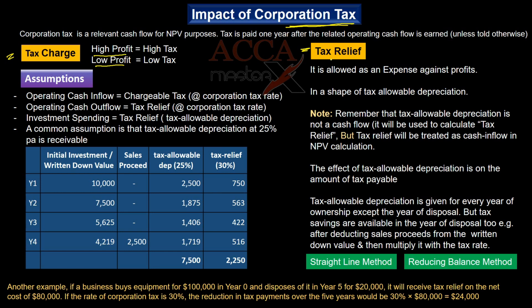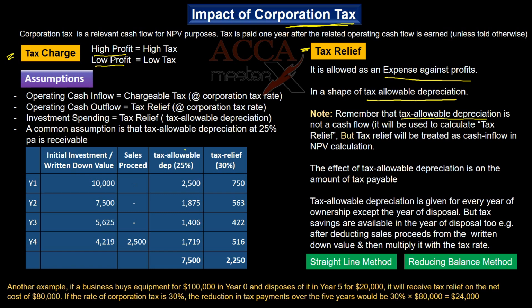On the other hand, if I talk about tax relief, then the tax authorities may also give us tax relief in the shape of tax allowable depreciation, and it is allowed as an expense against profits. That means we can reduce our profits. So as you know, low profits mean low tax. That's how we are getting relief, because we are deducting this expense from our profit. Now it is an important point. Tax allowable depreciation itself is not a cash flow item.